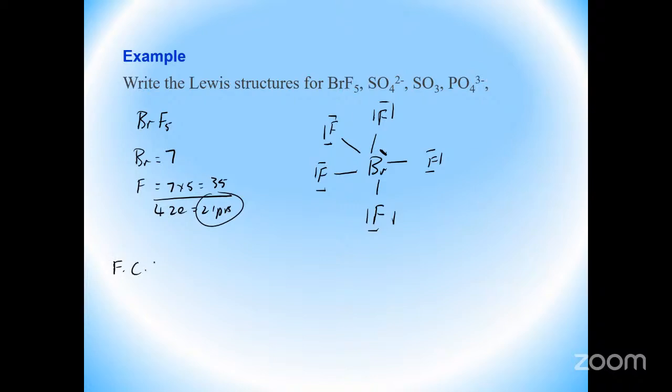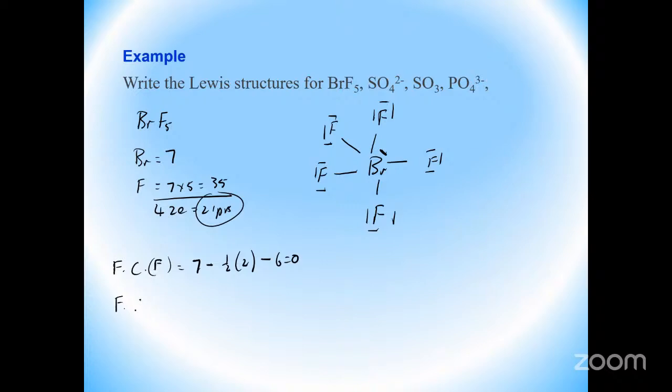The formal charge for the fluorine, if you remember the formula, is the group number, which for fluorine is 7, minus half the number of bonding electrons, which is 2, minus the number of non-bonding electrons, which is 6, so that will be equal to 0. So each of the fluorine atoms will have a formal charge of 0.